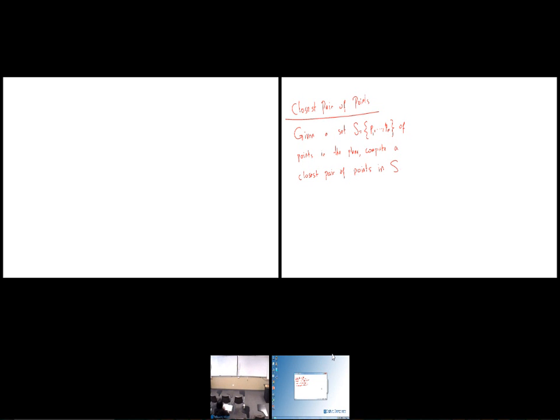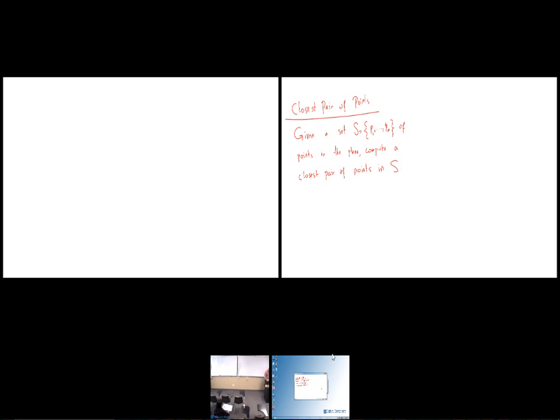So how did we define a closest pair of points? Distinct points of minimum distance. Right, so it's a pair of distinct points in the set whose distance is minimum among all pairs. It's possible that there are several pairs, meaning there are several pairs that have the same distance, but we just need to find one such pair. Is the problem clear to everybody?